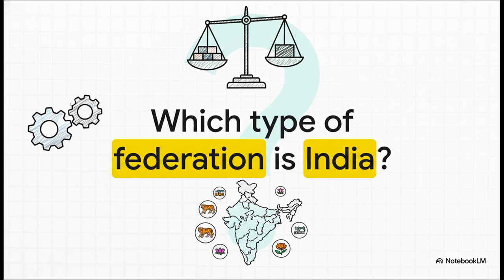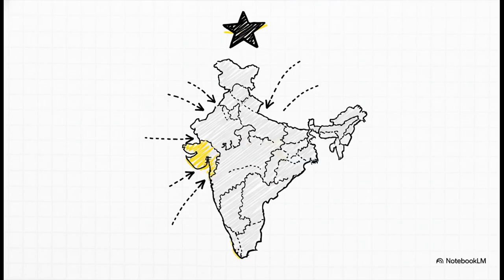Now, after discussing both these types, let's address a question that comes up a lot in exams and can be a point of confusion. Based on everything we've just learned, which type of federation is India? The answer is quite clear. India is a holding together federation. And why is that? It's because India was already one large country that decided to divide its powers between a central authority, the union government, and the various states. And, as we know from our system, the central government in India holds more power than the state governments.